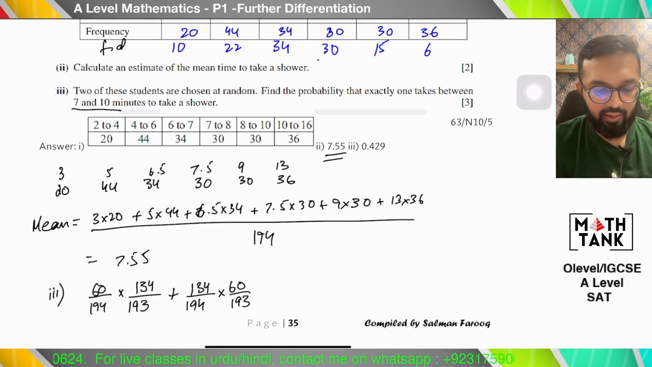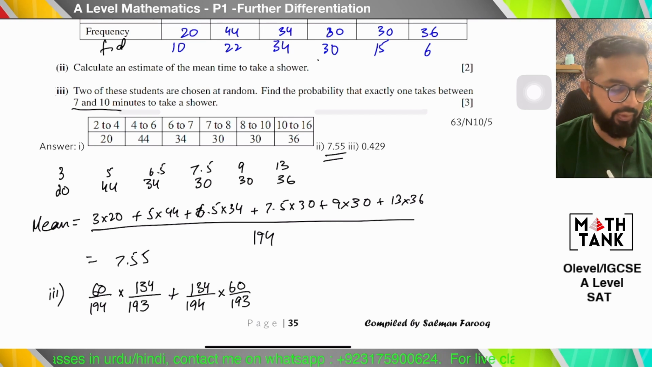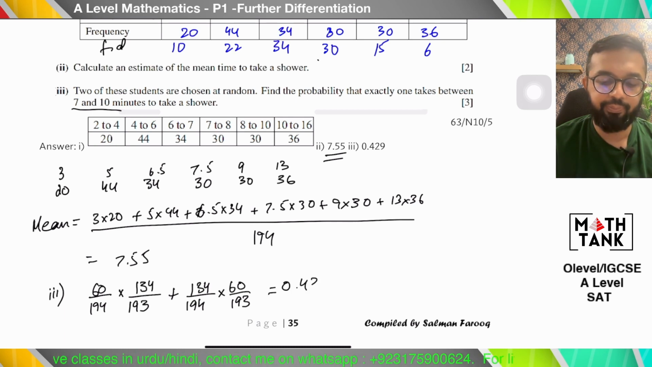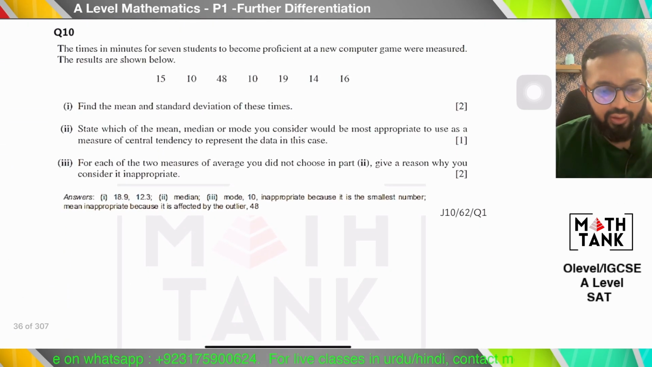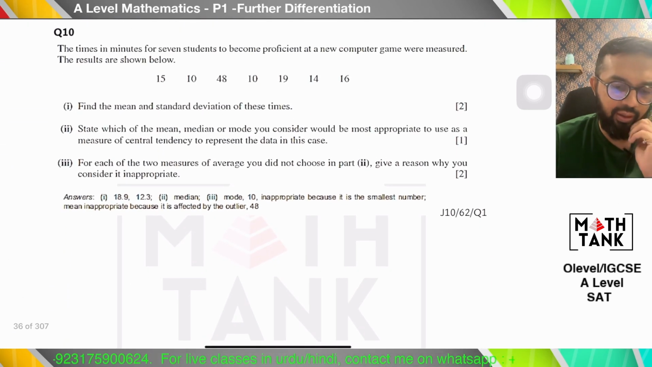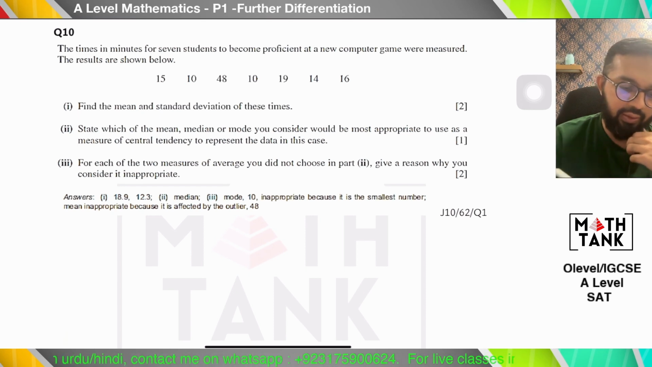Let's see if we get the correct answer. What's 60 into 134 divided by 194 into 193 and then multiplied by 2? 0.429. Let's look at the last question for this video. It says the times in minutes for 7 students to become proficient at a new computer game were measured. The results are shown below. Find the mean and standard deviation of these times.